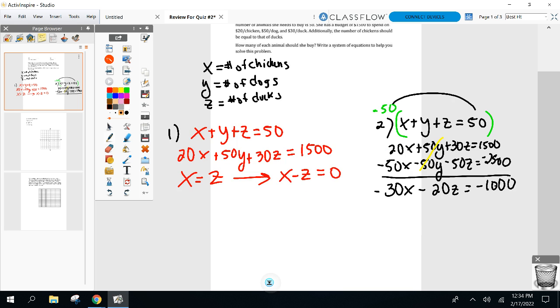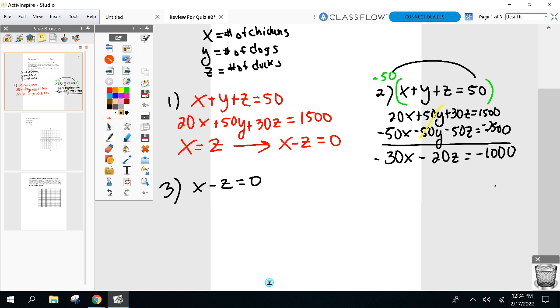So here's what I got right now, everyone. I got x minus z equals 0. And then you guys just told me negative 30x minus 20z equals negative 1000. That's where you guys just got me now. Everyone see what I mean? Two equations, two variables now. Something we solved at the beginning of the unit multiple times. I'll stop right now. Catch up.